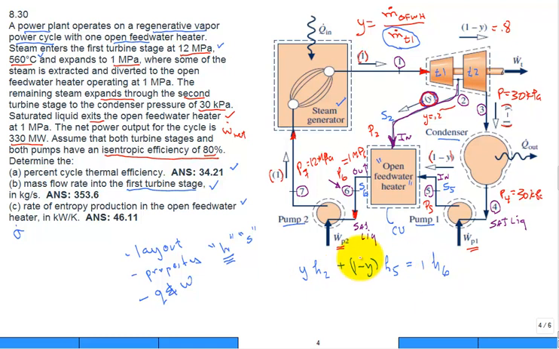So y is the only unknown in this equation once you get all the enthalpies. Let me do it in 2 steps to avoid algebraic errors. y times (H2 minus H5) equals H6 minus H5. Hence, y is equal to (H6 minus H5) divided by (H2 minus H5).